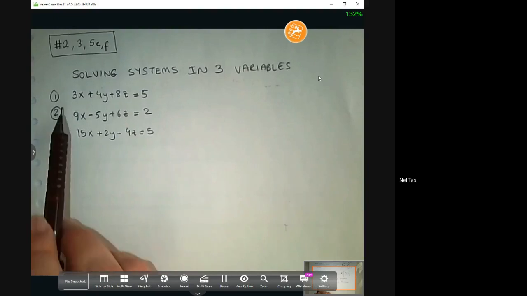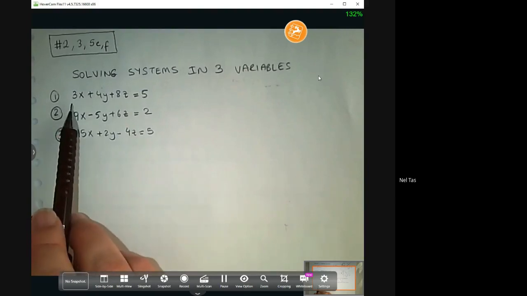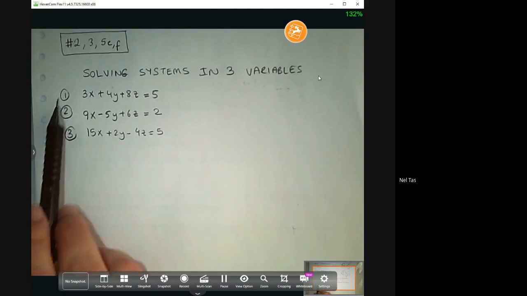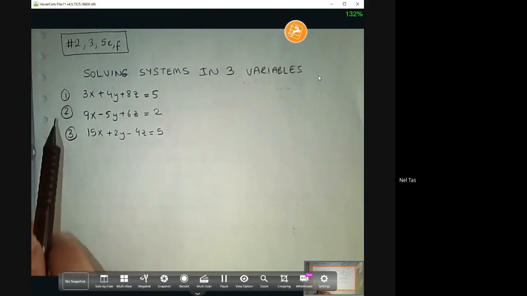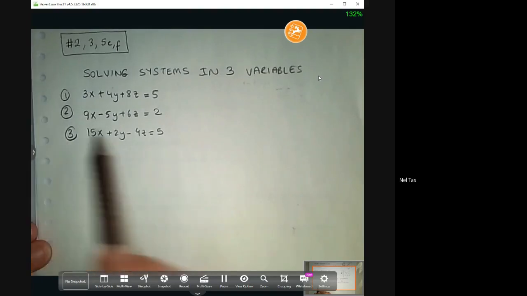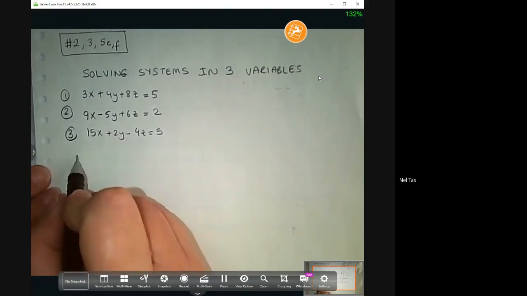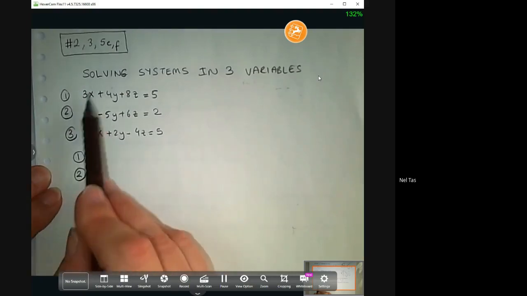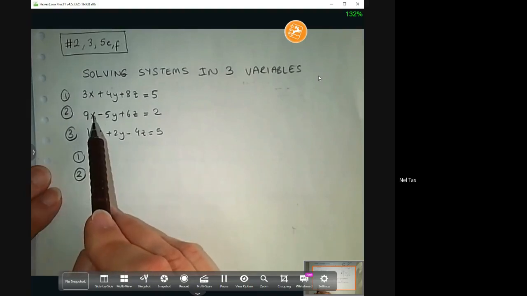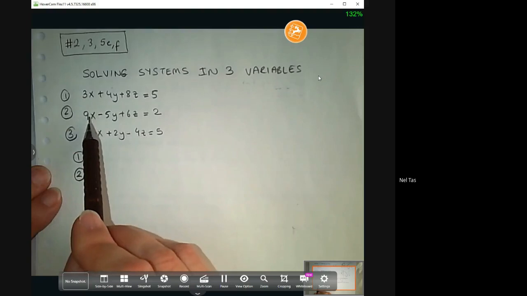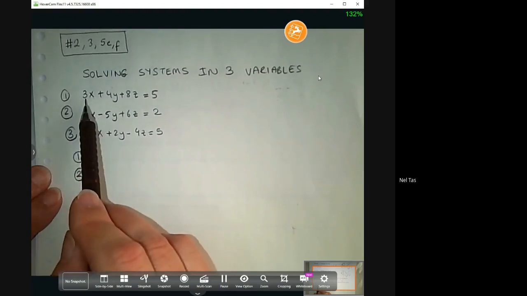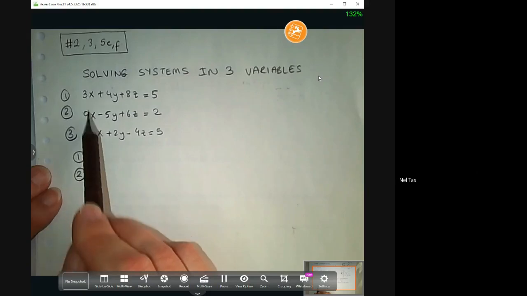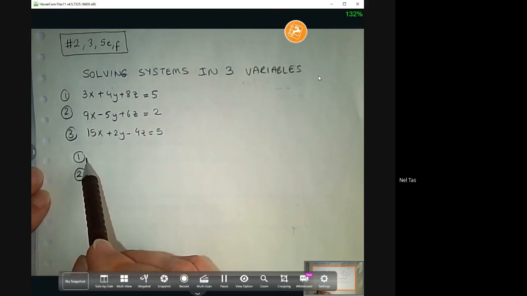Let's say I want to eliminate variable x. So you can pick again equation 1 and 2, or equation 1 and 3, or equation 2 and 3. You have 3 possibilities. So I'm going to pick equation 1 and 2, and I'm going to eliminate x. So to eliminate x, as you see, I need to have the same coefficient. So this x has 9, and that one has 3. So I need to make them the same. So therefore, I'm going to multiply the first equation by 3.